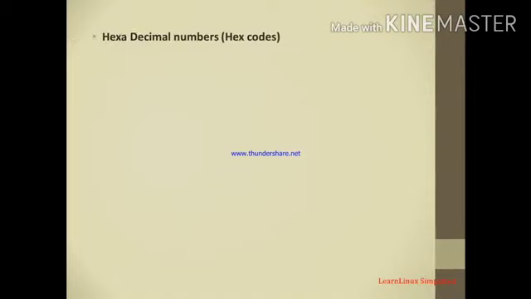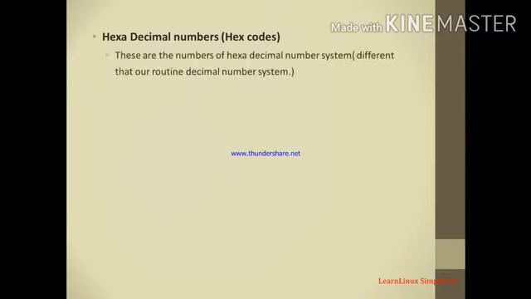Now what are hex codes? What is 00 and what is FF? That we can see here. These are the numbers of the hexadecimal number system, which is different from our routine decimal number system. As we know, in the decimal number system we have 10 digits, that is 0 to 9. Here, unlike 10 digits in decimal, in hexadecimal we have 16 digits.